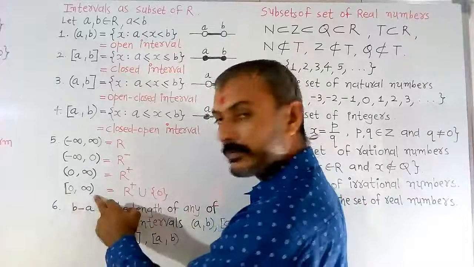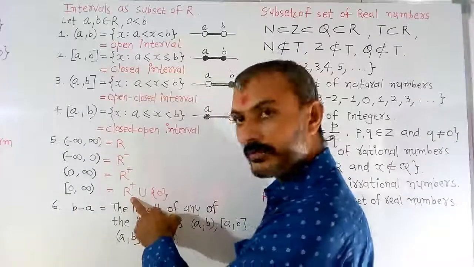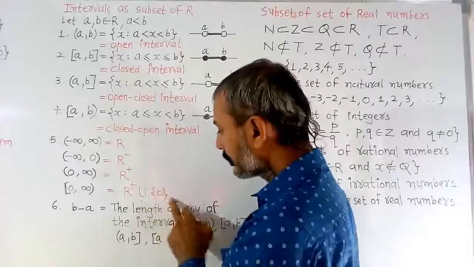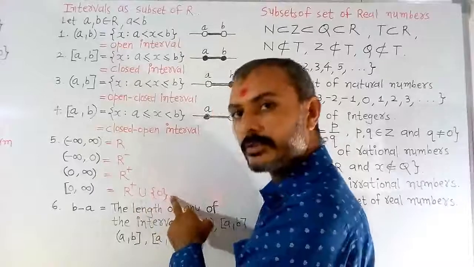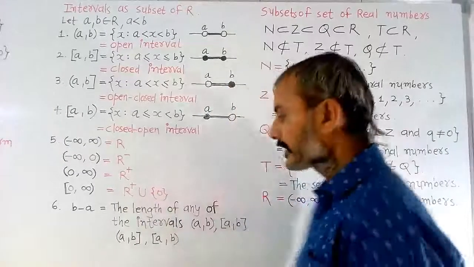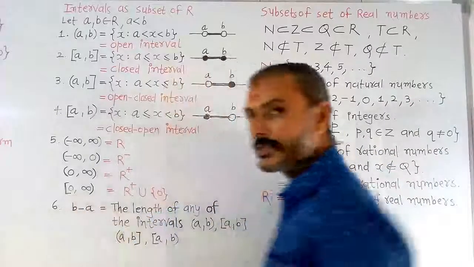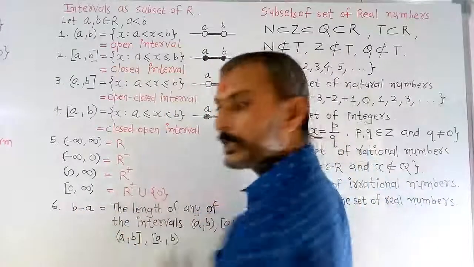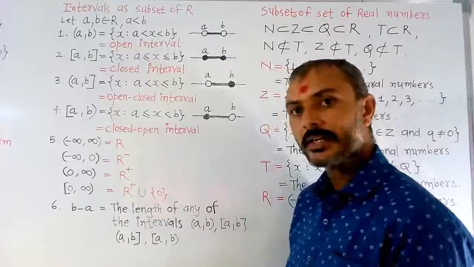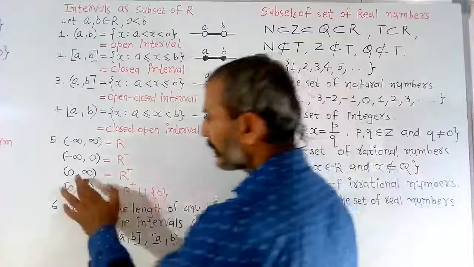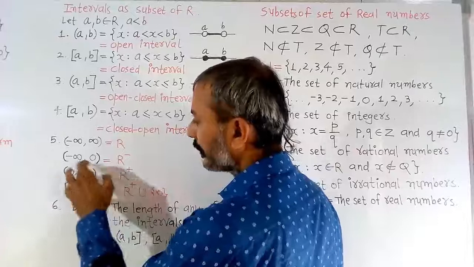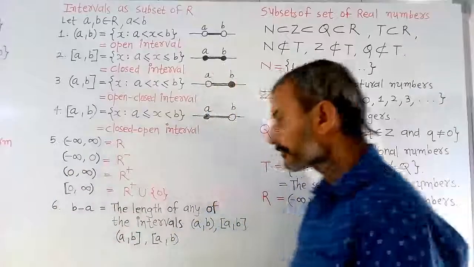Closed 0 to infinity means positive real numbers union 0, including 0 also. That's why we write here closed 0 to infinity means non-negative real numbers. These are positive, these are negative, these are non-negative.